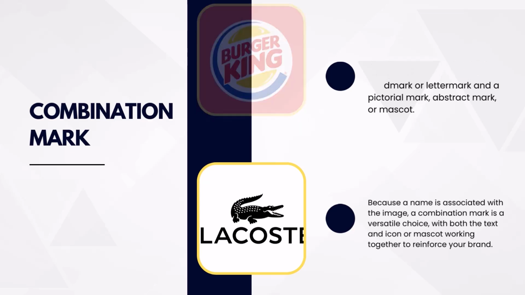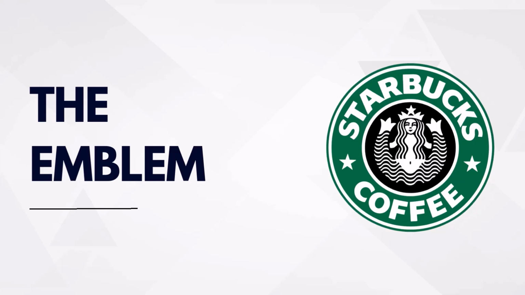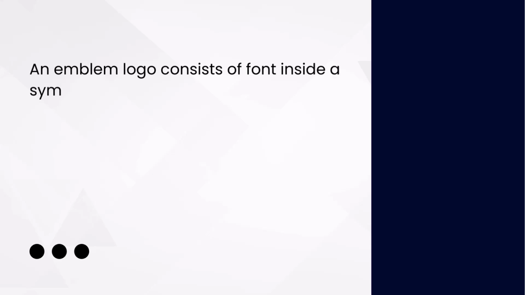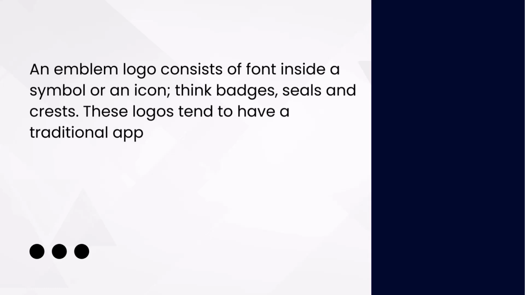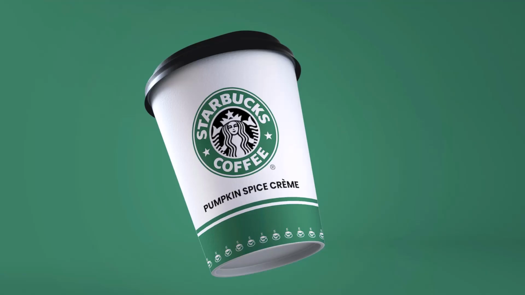Then we have the emblem. The emblem logo consists of fonts inside a symbol or an icon. Think badges, seals, and crests. Most schools use this kind of logo, and most clubs, most football clubs. This logo tends to have a traditional appearance that can make a striking impact. They're often the go-to choice for many schools, organizations, or government agencies. They have a classic style. Some companies have effectively modernized the traditional emblem look with logo design. Then we have a whole lot of them. We have Starbucks Coffee. They have used it for years, and this logo has served them over the years. And these are the types of logos.